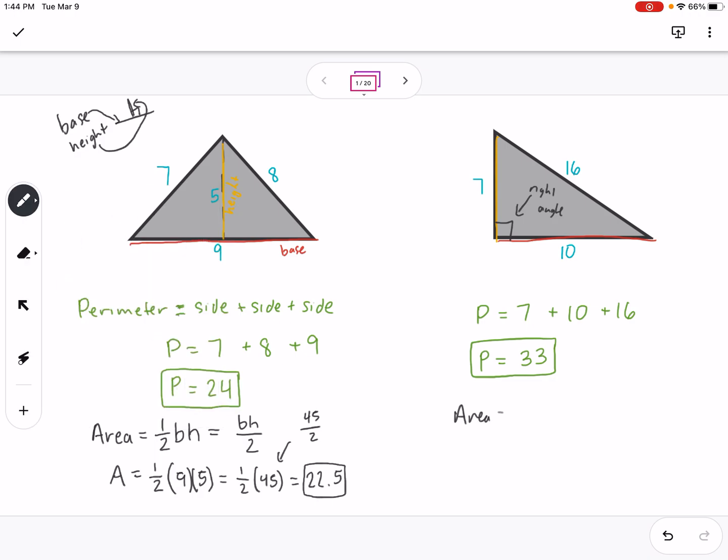So in this case, my area still equals 1/2 times base times height. Okay, so I get 1/2 of 10 times 7, which is 70. Again, you could also write it like this, 70 over 2. Either way, 70 divided by 2 is 35.